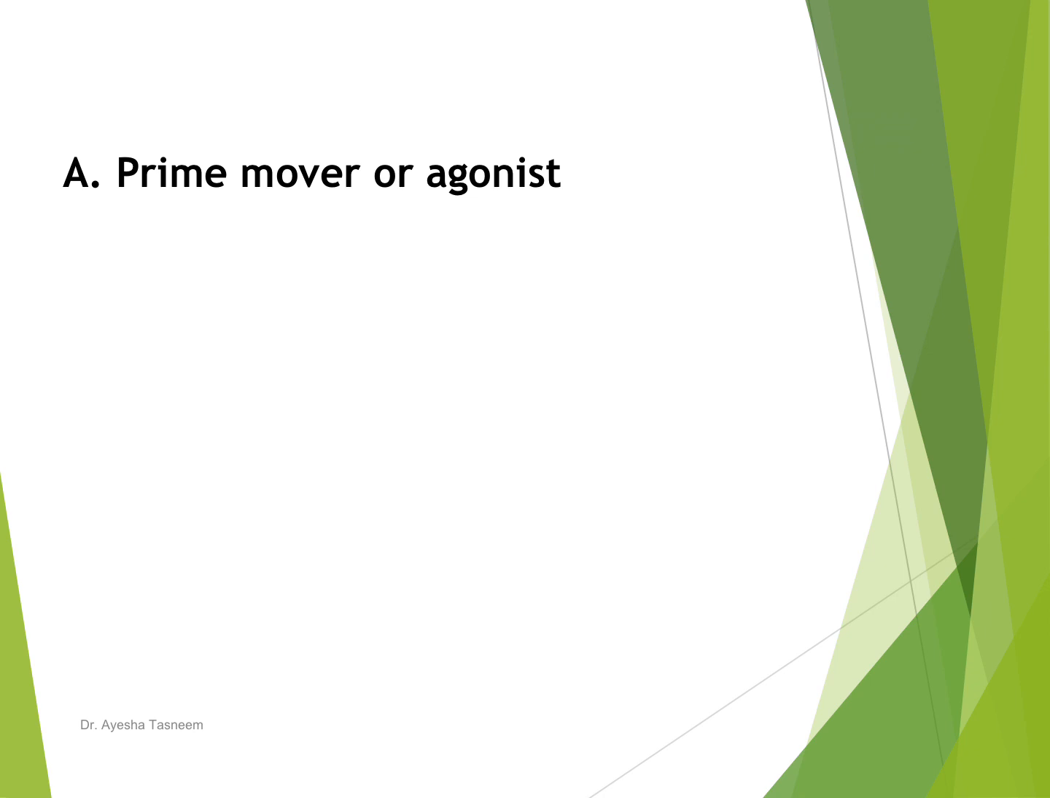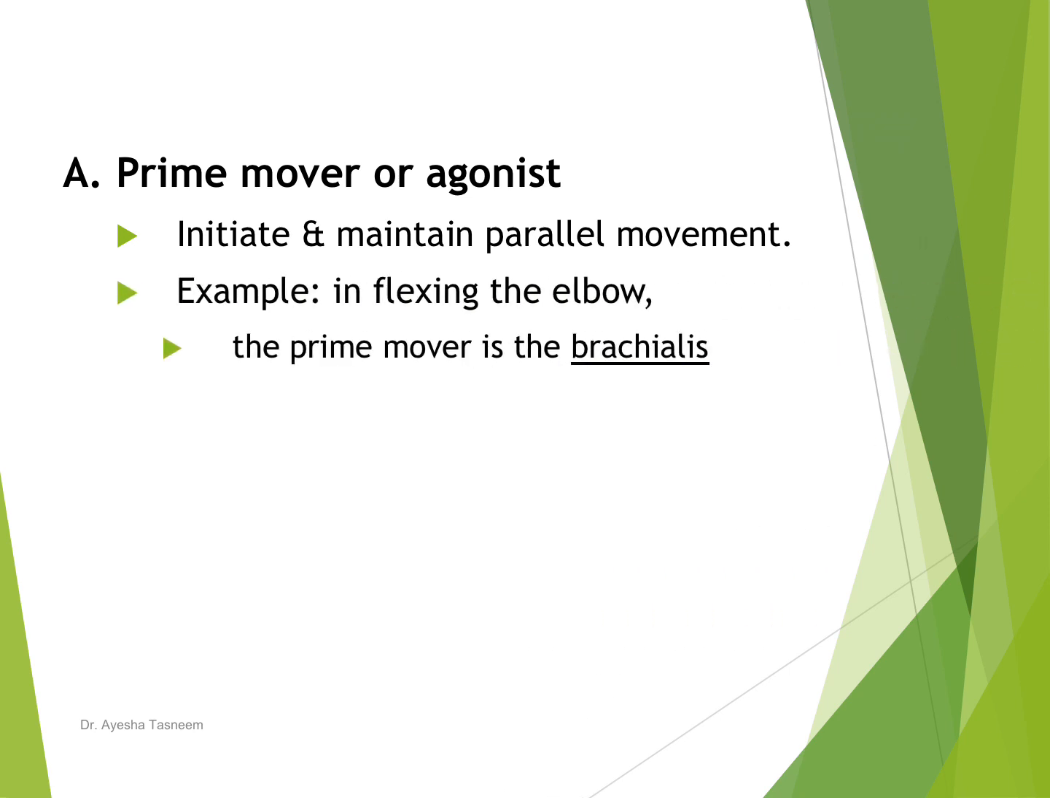Firstly, they are the prime movers. Secondly, we will discuss the synergists. Thirdly, we will discuss antagonists and the fixators. What a prime mover is, as the name denotes, prime, major, mover. So, this type of muscle initiates and maintains the particular movement. In flexing of the elbow, the major prime mover is the brachialis.